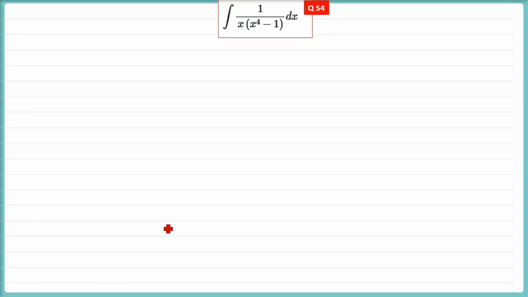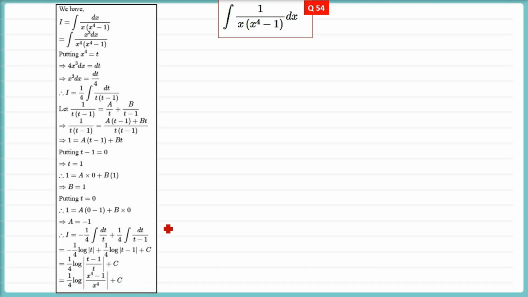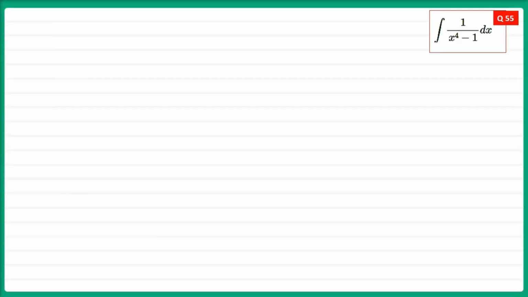Now 1 by x raised 4 minus 1. So this also has been done. It was just x raised 4 plus 1 previous time, and you just have to multiply numerator and denominator by x cube, and the reason was told to you earlier also. Okay, this question is somewhat different. For those who have higher IQ, they know how to do it.